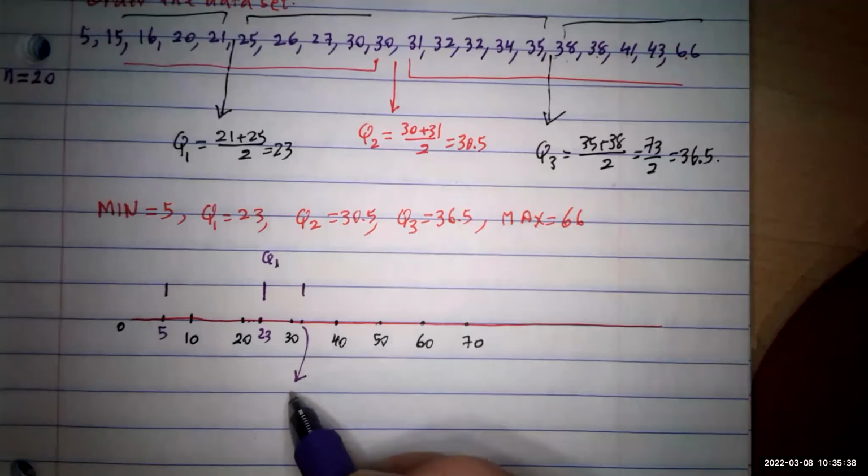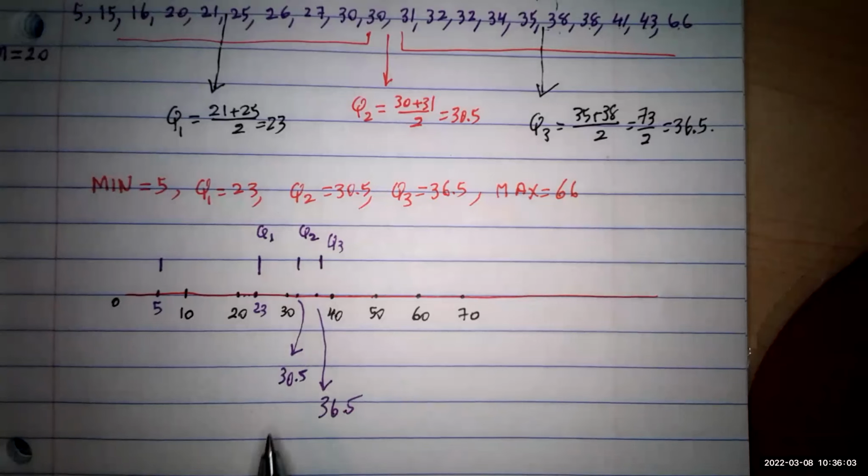Okay, 30.5, and that is the Q2. Then the Q3 is 36.5. Suppose this is 35, 36, so that gives you Q3. So this number is 36.5. I just wanted to give you a hint of where the number is.